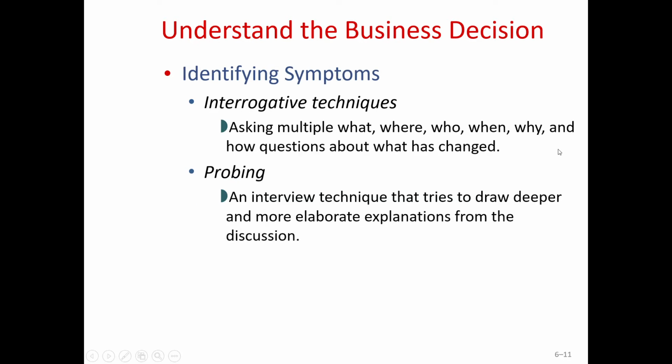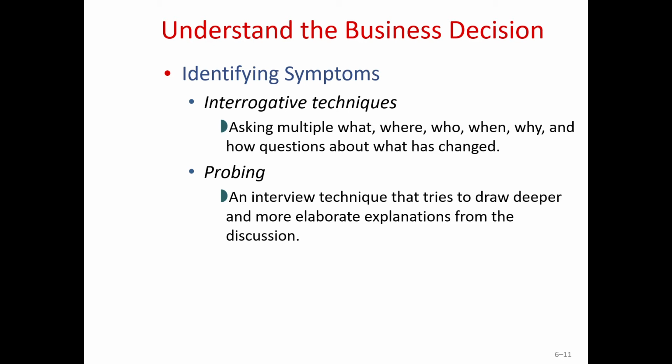Identifying the symptoms: the interrogative techniques I mentioned before use what, where, who, when, why, and different how questions about what has changed. An interview with the key decision makers can be one of the best ways to identify these key problems. And recall, all problems have symptoms, just as human disease is diagnosed through symptoms. When symptoms are identified, then the researchers must probe to identify possible causes of the change.